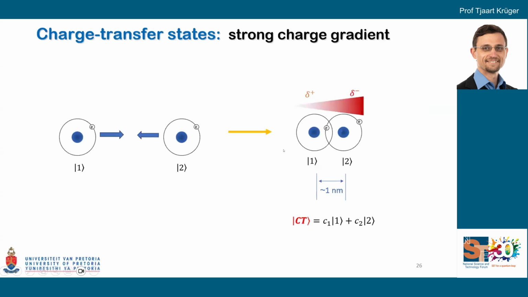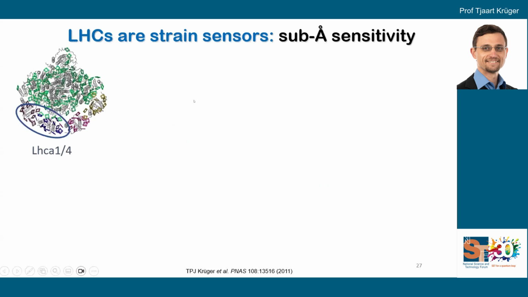Another aspect is, let me introduce to you briefly another quantum state, called a charge transfer state, which happens when you have a very strong overlap of the electronic orbitals of two closely spaced molecules, such that you get a strong charge gradient. So then your electron cloud is shifted much more towards one molecule than the other one. Now, photosynthetic systems exploit this type of state for different purposes. And here is one example of that.